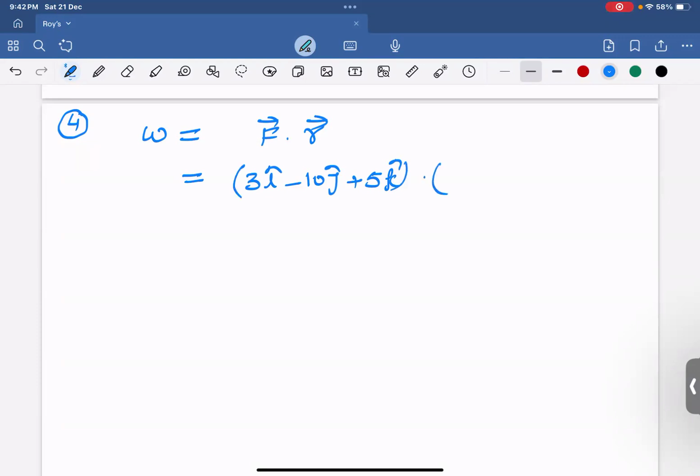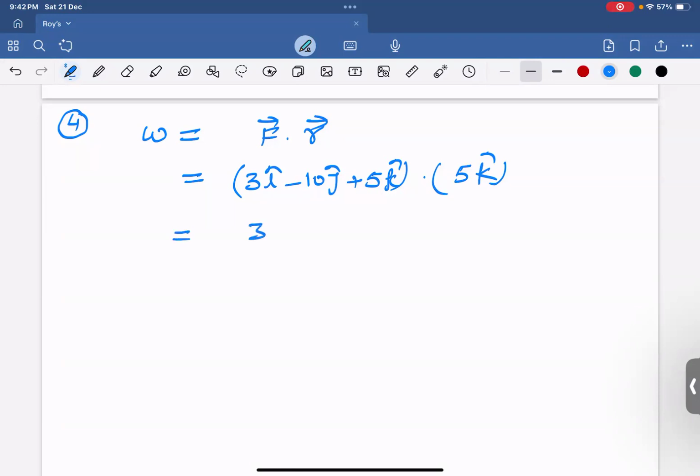And the displacement is only along the z-axis and it is 5 meter. So can I write 5 k cap? Only 5 k cap. Yes, okay, because it is only along the z-axis. So in i and j, there is no displacement.